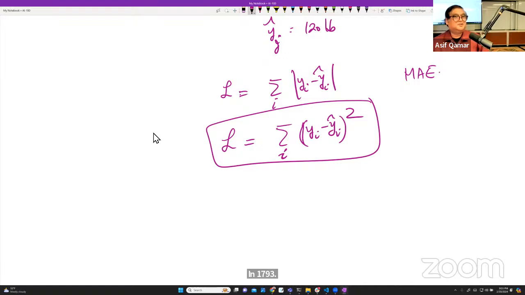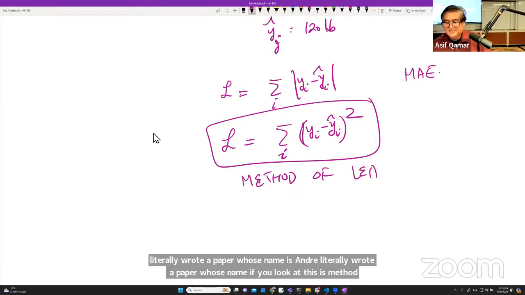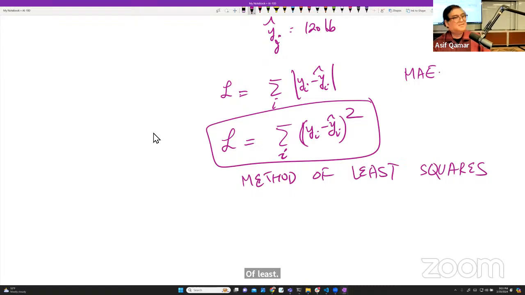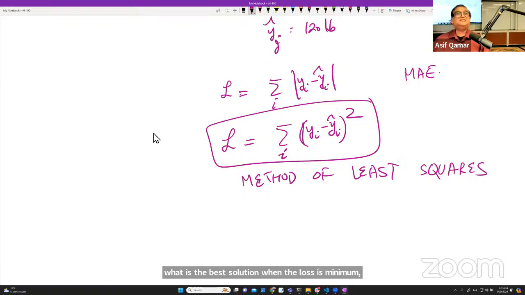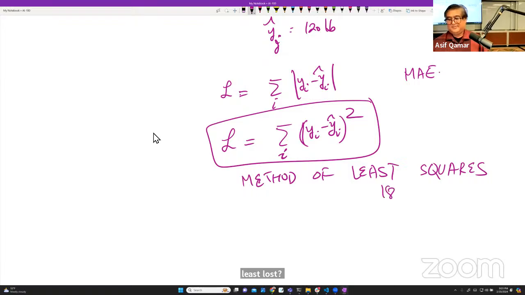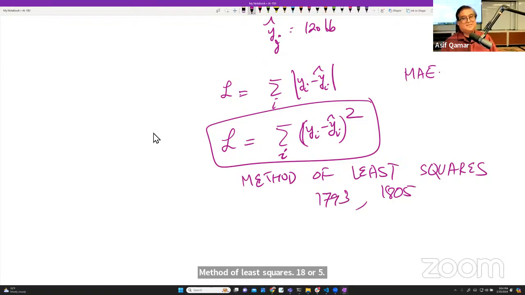Later on, the great mathematician Legendre literally wrote a paper whose name, if you look at this, is Method of Least Squares. This is it, right? These are the squares of errors. And what is the best solution when the loss is minimum, least loss? Method of least squares. 1805. That's when. And these algorithms which predict a number are called regressors.